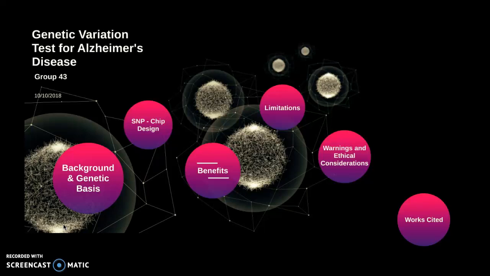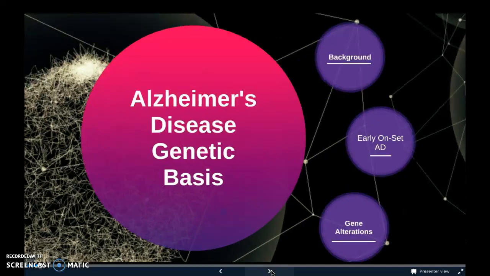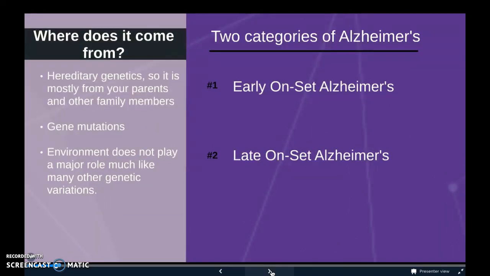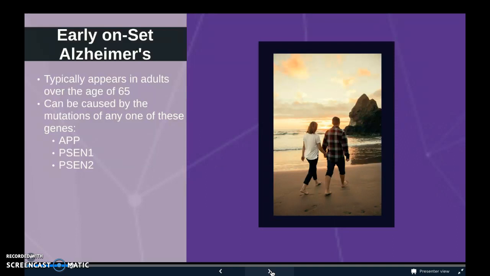We designed a genetic test that looks for gene variants common in Alzheimer's patients. The genetic basis for identifying Alzheimer's disease includes that it is mostly the result of hereditary genetics, while the environment does not have as much of an effect on the disease as with other genetic variations. Alzheimer's has two categories based on the age of the patient: early onset AD and late onset AD. Most early onset cases appear in adults over the age of 65. This disease is mostly caused by gene mutations that are passed down generationally in the family.